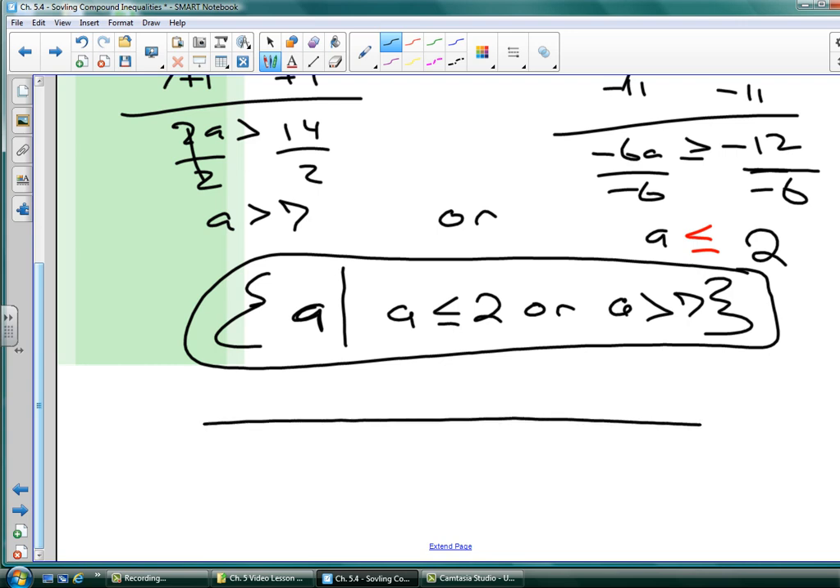When we try to graph this, we're back to where we were before. Our boundary is at 2. Our other boundary is at 7. So 2 is a closed circle because it's or equal to. 7 is an open circle. And so again, it says a is greater than 7. Greater than numbers go to the right. It says a is less than 2. Less than numbers go to the left. And so now you can actually see from the graph what it looks like and why your set builder notation actually is written in the correct way if you put the 2 on the left.